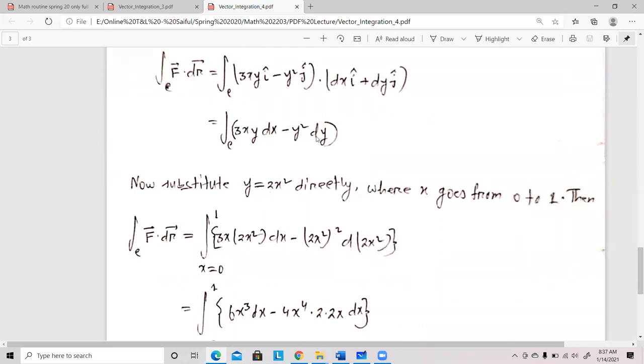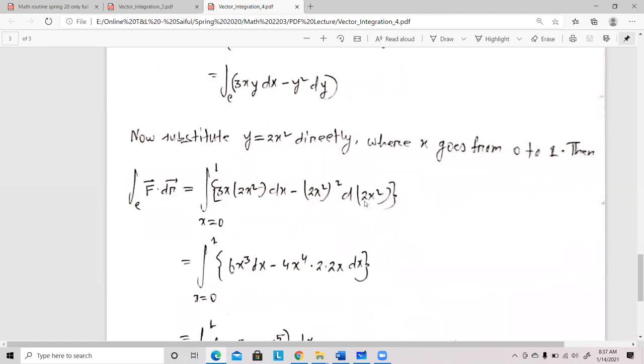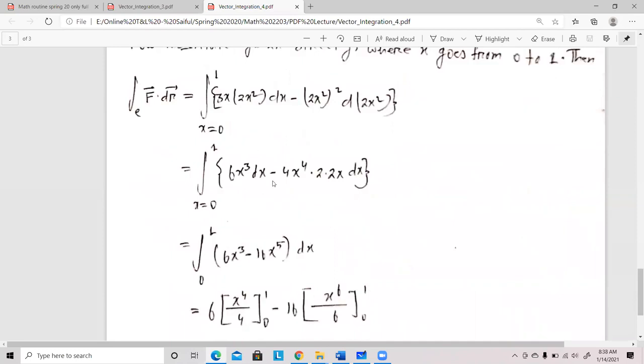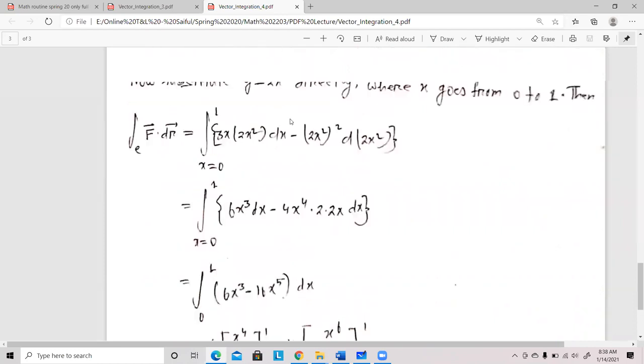dy will be 4x dx. Good. Here y square is 2x square whole square, and dy is d of 2x square, that means 2 into twice x dx, that means 4x dx. So all the variables are converted to single variable term, that means x, and the limit of which variable will be used?